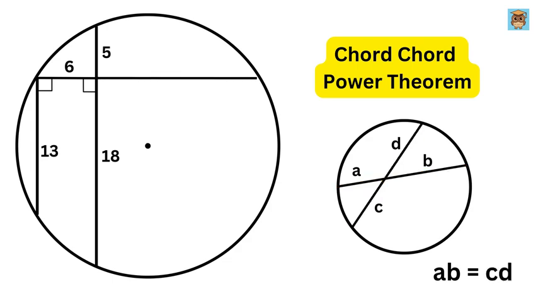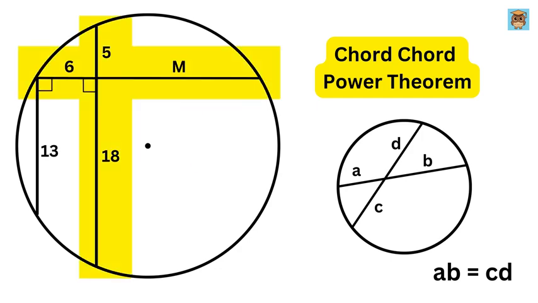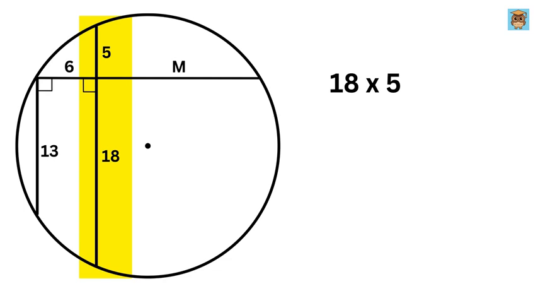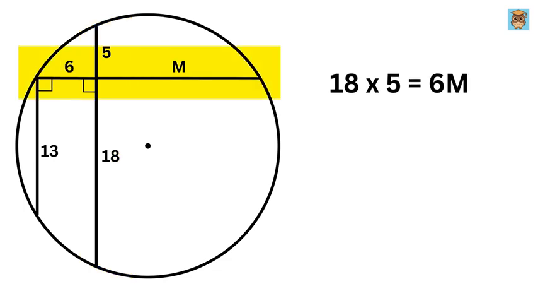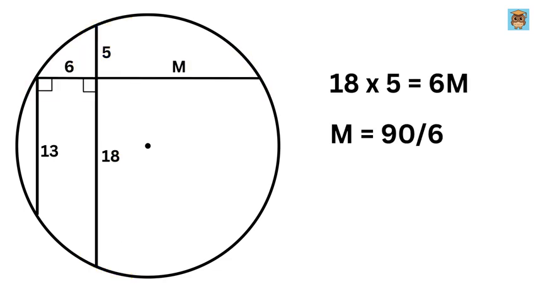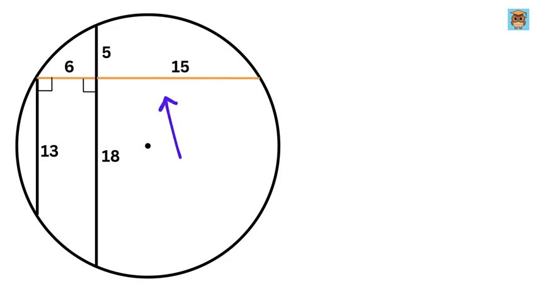Now let us draw a line like this. What will be the length of this piece of the chord? Label it as M. Look at these 4 parts of the chord. We can use the chord-chord power theorem here to get this times this, or 18 times 5 equals this times this, or 6 times M. Therefore, we get M equals 90 over 6 or 15 units. So what will be the length of this chord? It will be 15 plus 6, or 21 units.